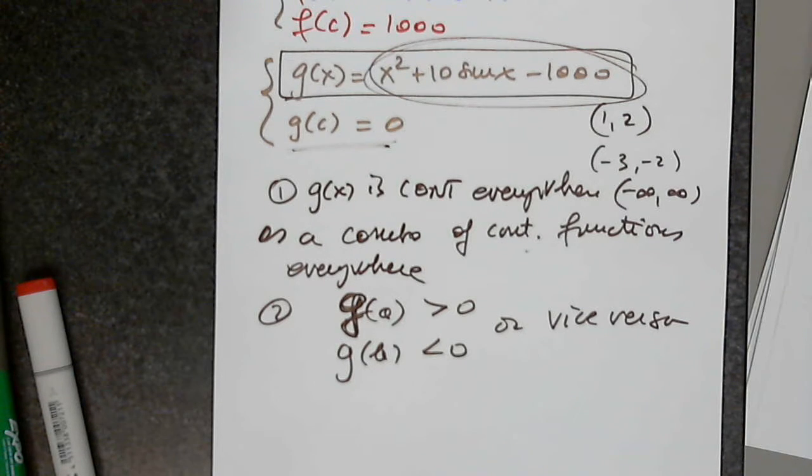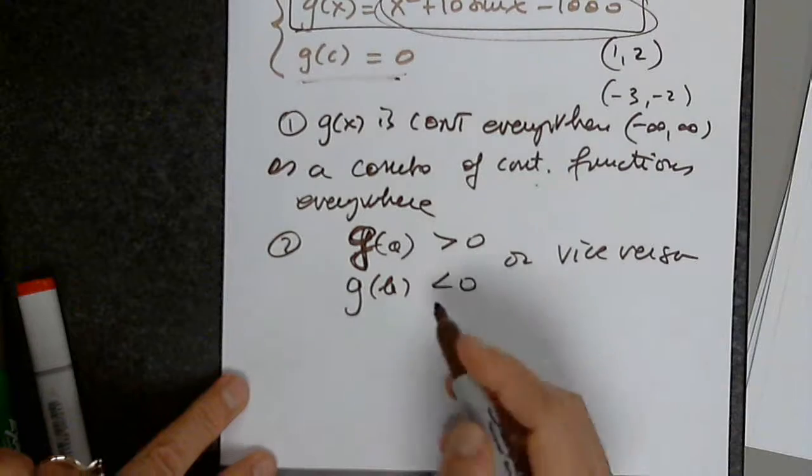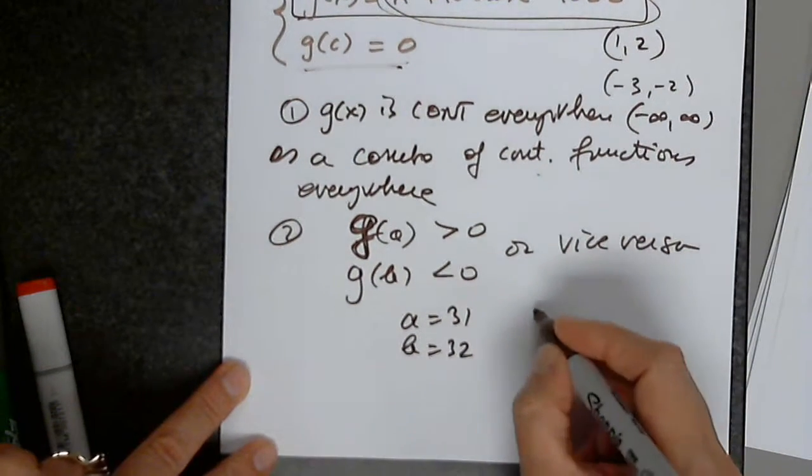So let me go back up because they will disappear. I'm going to go with 31 and 32. That's all I need. It's between 31 and 32. It changes sign. So the interval is between x equals 31 and x equals 32. So A equals 31, B equals 32.